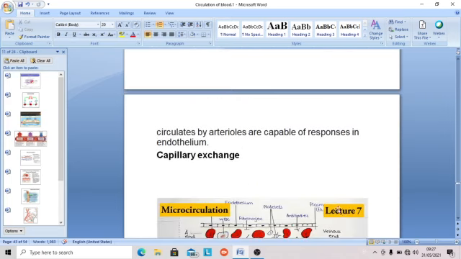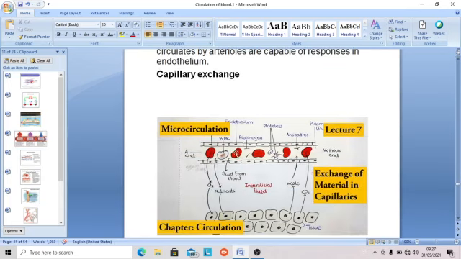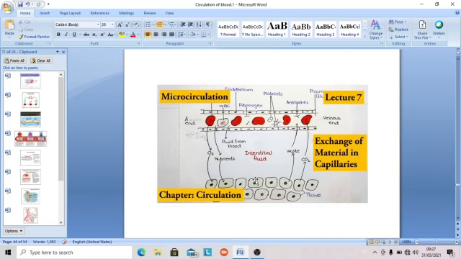So this is the capillary exchange. You can see this is the vessel, this is the arterial blood, this is the venous blood, and there is everything, antibodies, platelets, WBCs, and the exchange of material in the capillary, how the fluid, nutrients, and waste products go from the tissues over here. This is the interstitial fluid.